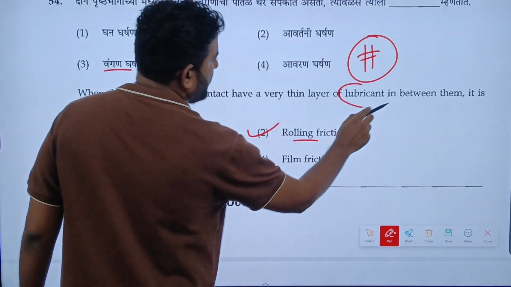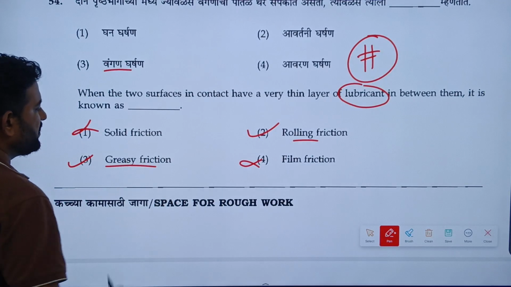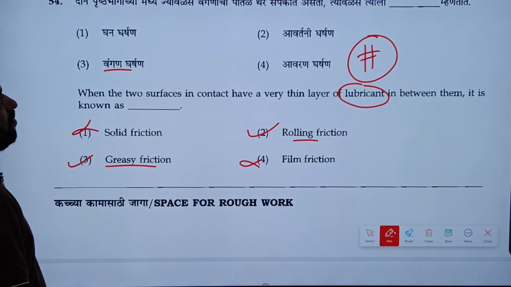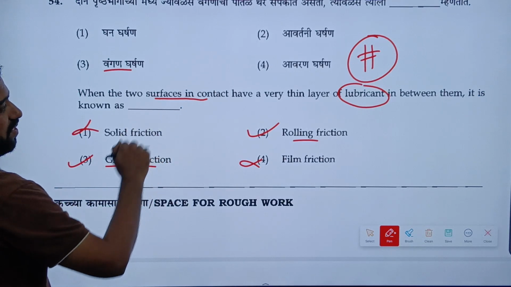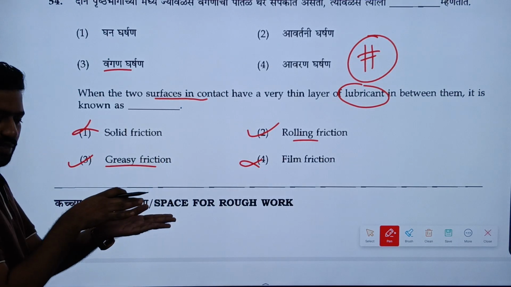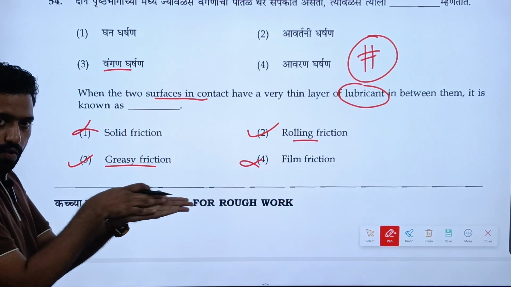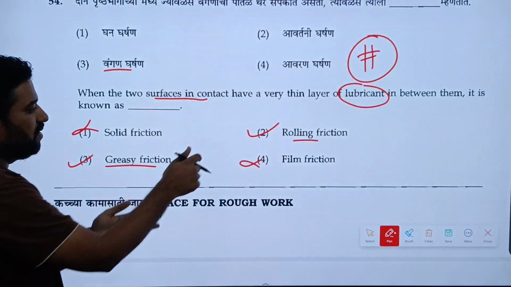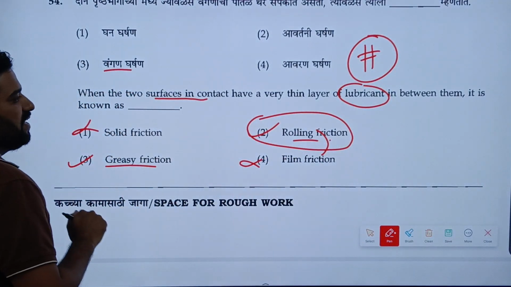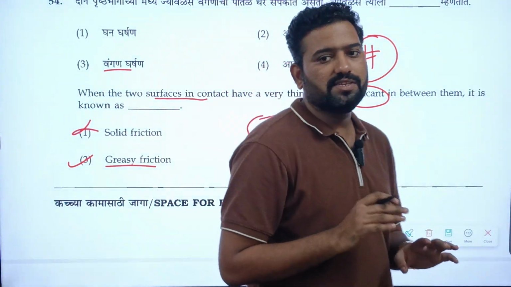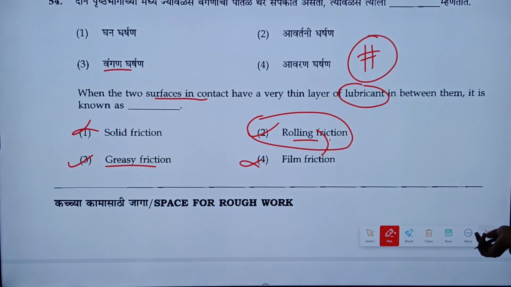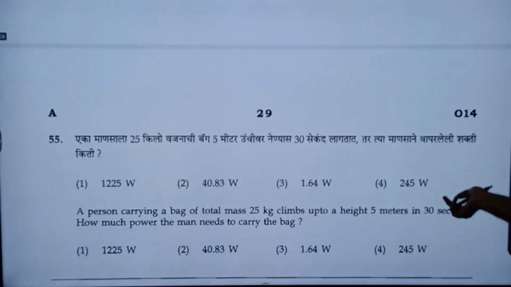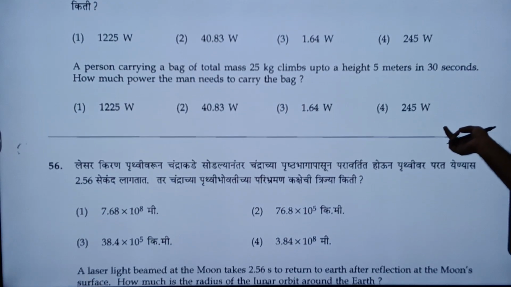Here lubricant word is there, so it is related to greasy friction. But two surfaces in contact have a very thin layer, so that two surfaces roll on each other. So confusion is there. That's why this question was cancelled in that year. Next question again from physics.